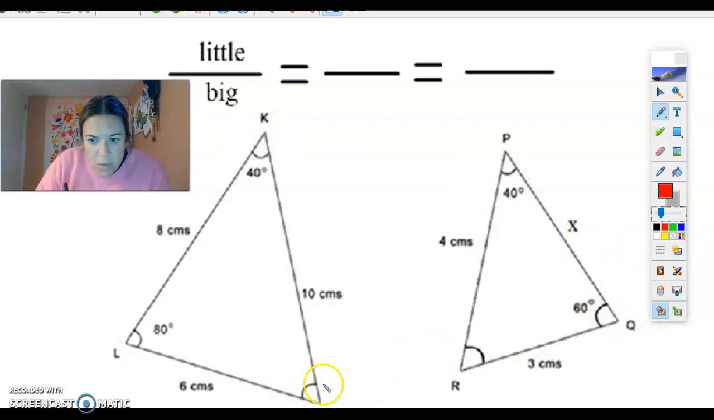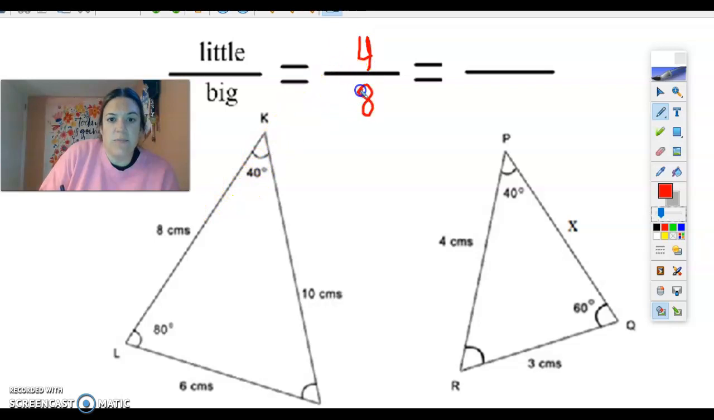So that 60 goes with the M. So the 8 goes with the 4, and the 6 goes with the 3, so the 10 goes with the X. So if I have on the little triangle the 4, and that corresponds to the big triangle, the 8. And then I have to find this side, so that's on the little triangle, and I'm going to match it to its corresponding side, which is the 10.